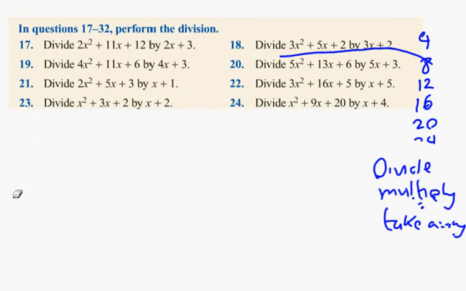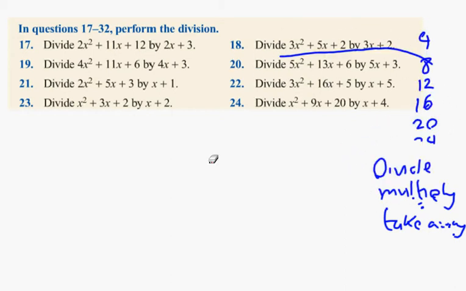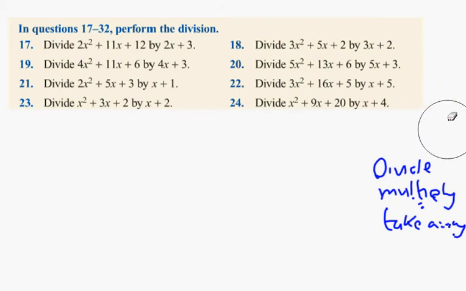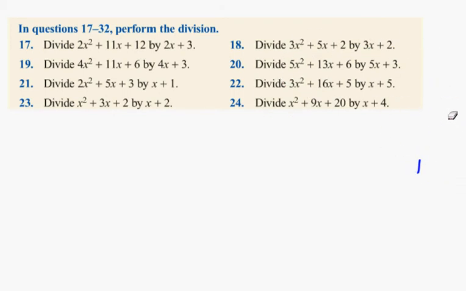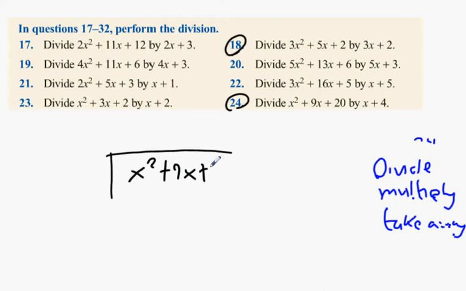Okay. So let's try maybe the likes of question 24, I suppose. Divide, multiply, take away. So, question 24. We've done 18, now we're going to do 24. x squared plus 9x plus 20 divided by x plus 4. Okay, what do we do first?